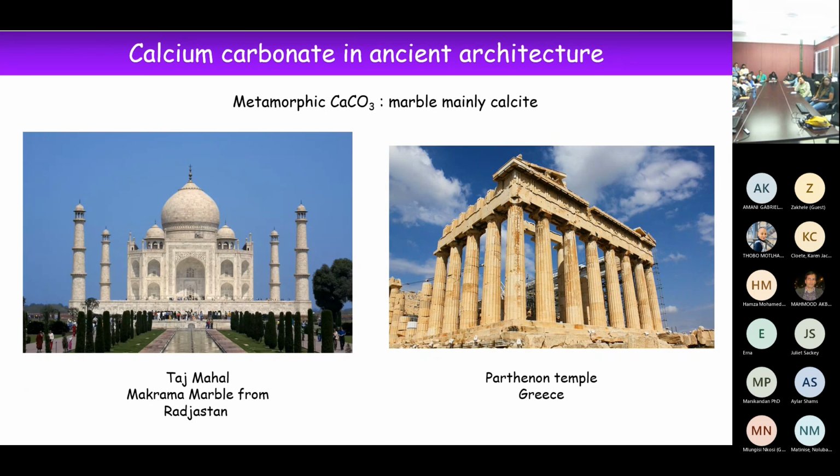And if you go to Greece, the Parthenon temple is also made of calcium carbonate. And in this case, it's a metamorphic calcium carbonate, meaning that it has been made at high pressure and high temperature, and it's a very strong calcium carbonate.